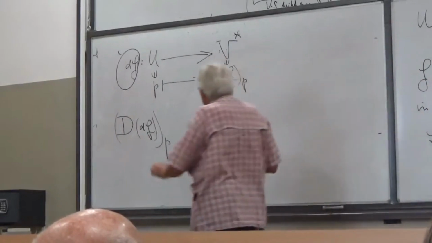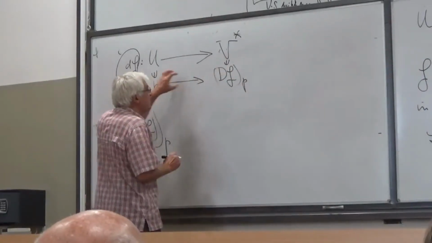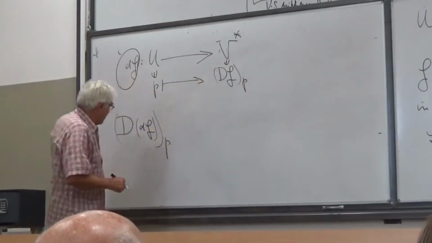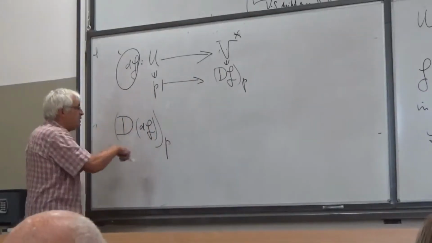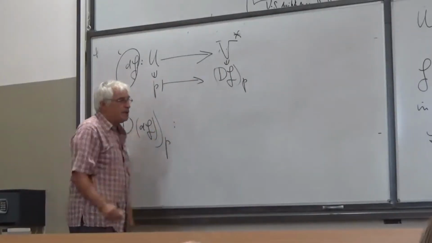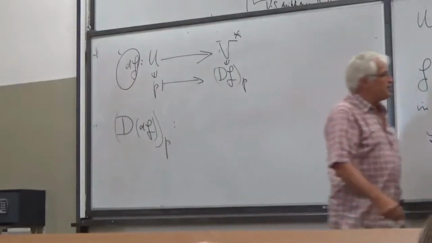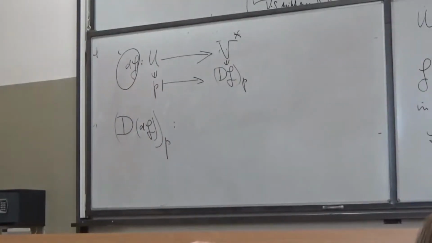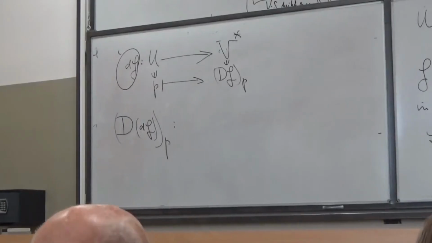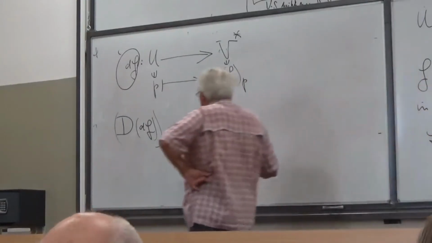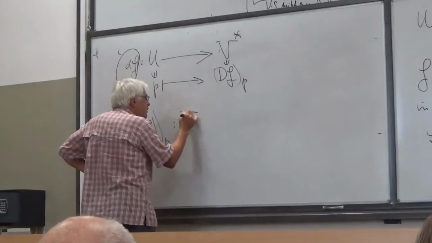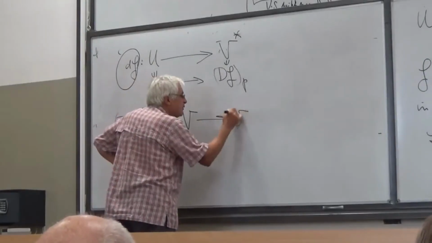So the thing attached to a point is a linear map. So this thing will be a slight generalization of this story. Small df is a map from U to V star. So the differential of this is a map from V to V star.